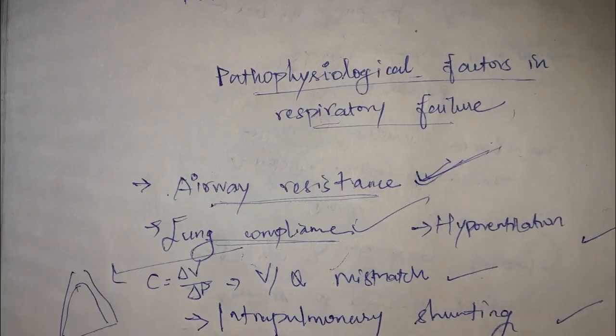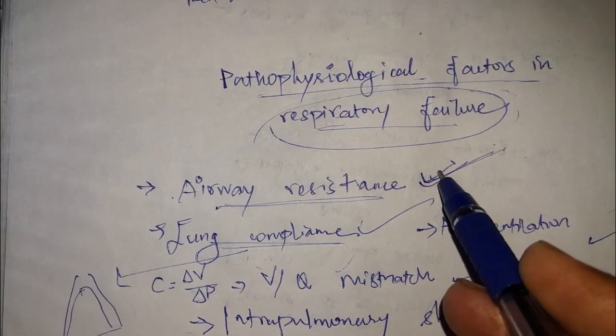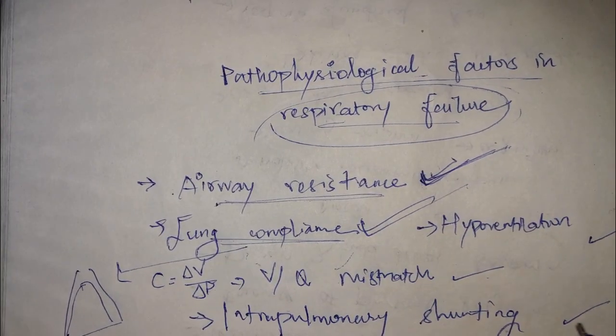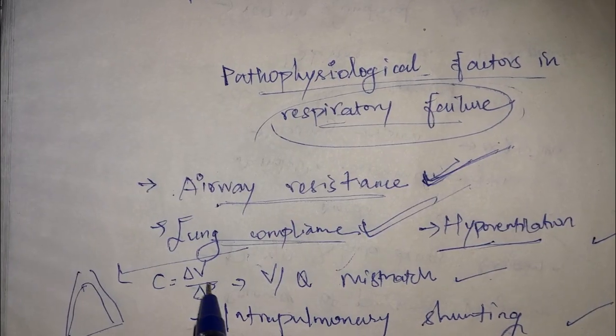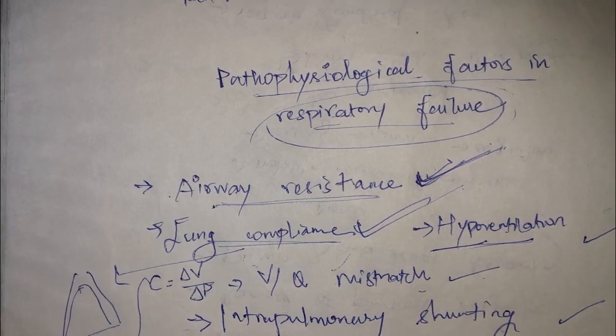Okay, guys, we are discussing the pathophysiological factors in respiratory failure. In the last video we discussed airway resistance and lung compliance. Today we are going to talk about hypoventilation, VQ mismatch, intrapulmonary shunting, and diffusion defect. These four topics we are going to cover.